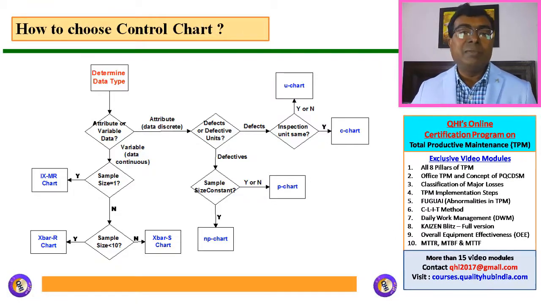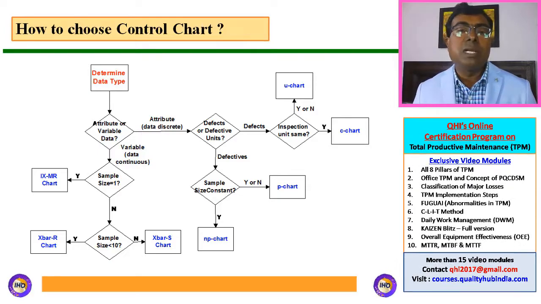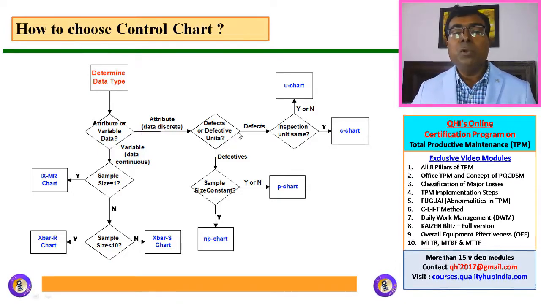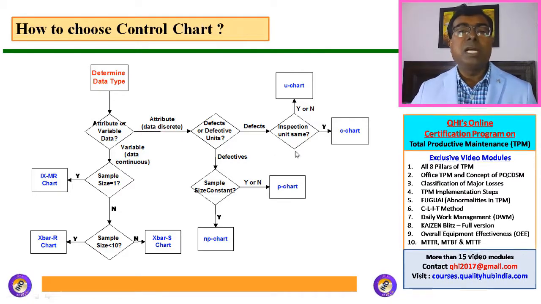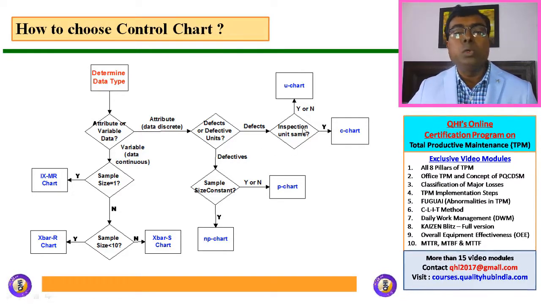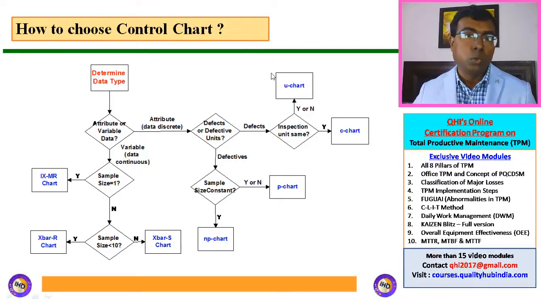Friends, to understand the difference between defect and defective, I have already made a video. You can check that video to understand the difference. So if I am going to plot the defect, my further question would be what is my unit size? If my unit size is always the same, I can use a C chart. If my unit size is variable, I can use a U chart.